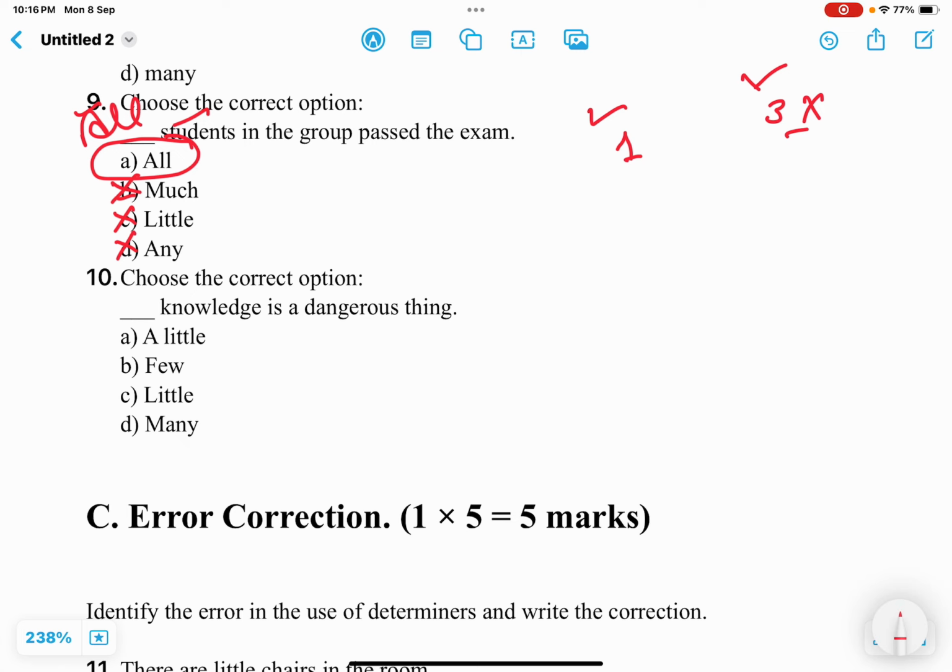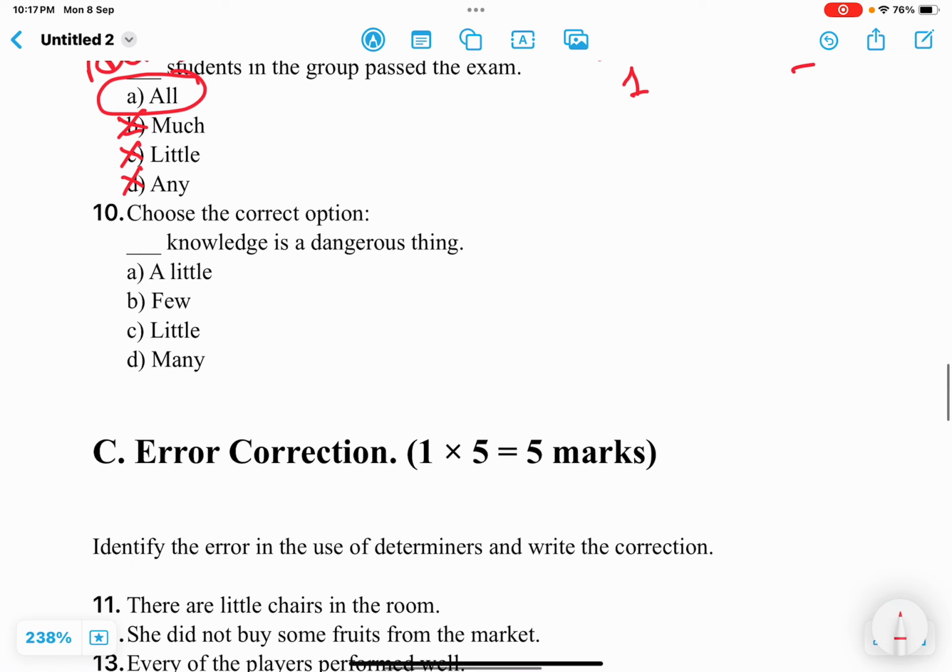Then it doesn't matter whether the fourth option is wrong or right, just go with it, because you know the other three options are incorrect. So obviously the fourth one is correct. Okay, now question number 10 is, dash knowledge is a dangerous thing. This is a proverb.